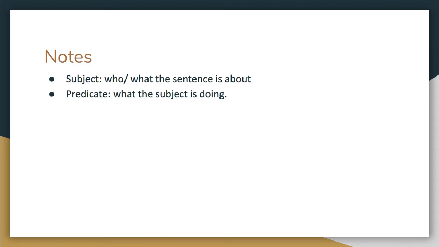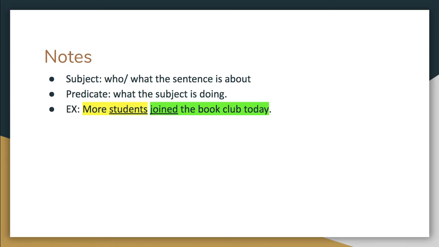Okay, but the simple subject and simple predicate in those sentences are just one word. So the simple subject would be bird. That's what it's about. And the simple predicate, meaning one word of what they're doing, so the verb would be flew. Bird flew. Okay, so I have some examples here for you.